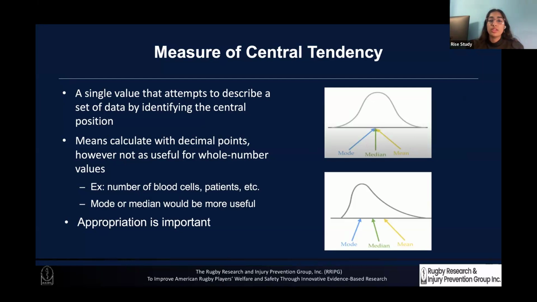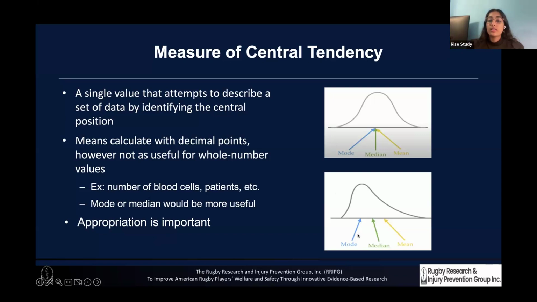Now, means are usually calculated with the decimal points. However, these measures of central tendencies are not as useful for a whole number of values. So, for example, if you want to measure the number of blood cells or the number of patients, you can't exactly divide that into subparts. So, in that case, a mode or median would be more useful. And as always, appropriation is important.